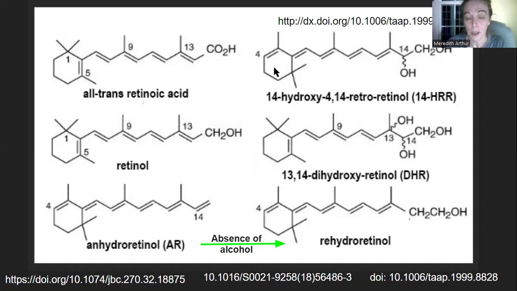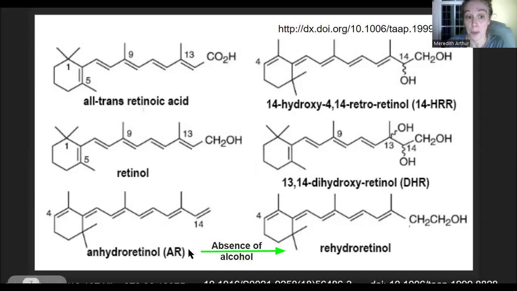If you don't have alcohol around, then your body will take anhydroretinol and rehydrate it to rehydroretinol. When they found this in studies, it was animals that were deficient in vitamin A that would make rehydroretinol. Vitamin A itself, retinol, is a primary alcohol. So that's something to consider, that perhaps a very, very high vitamin A diet could be causing a very high level of unbound retinol. And that's something I'll explore in future videos.